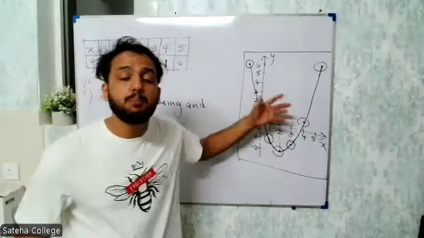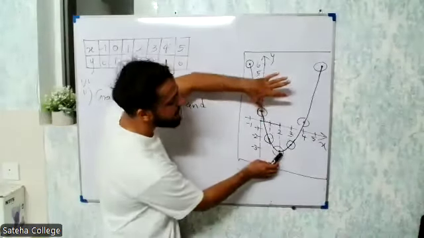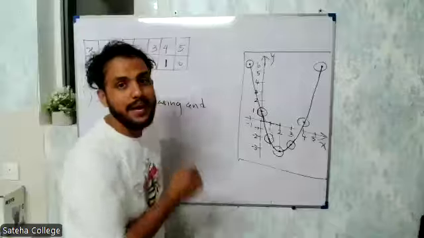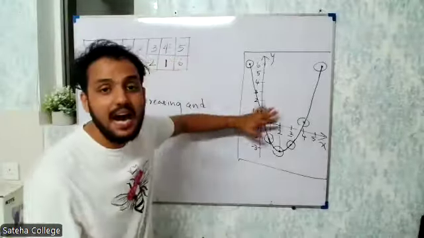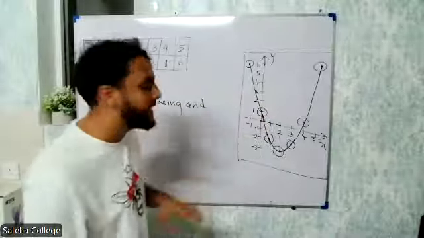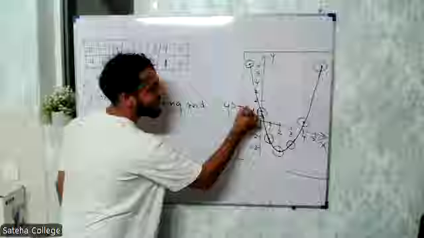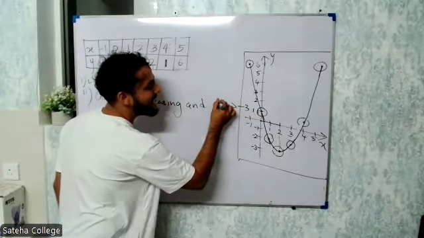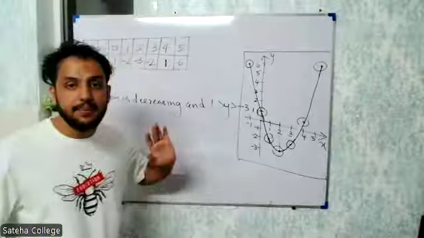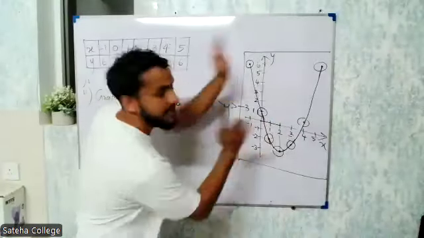If the graph is in both positive and negative, you will give the range of the graph. See here, from here to here, what's the range? Here y is equal to 1. Here y is equal to -3. Now, what can you say? In this graph, y is greater than -3 and y is less than 1. So you will tell the graph is decreasing definitely, and y is less than 1 and greater than -3 in this range.